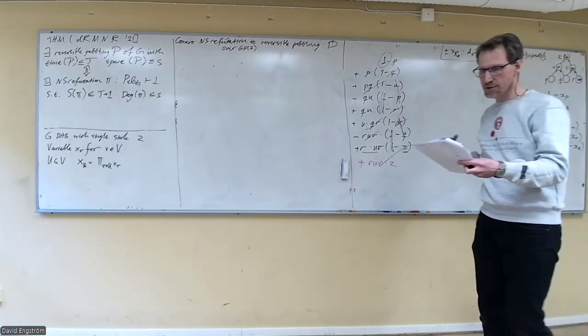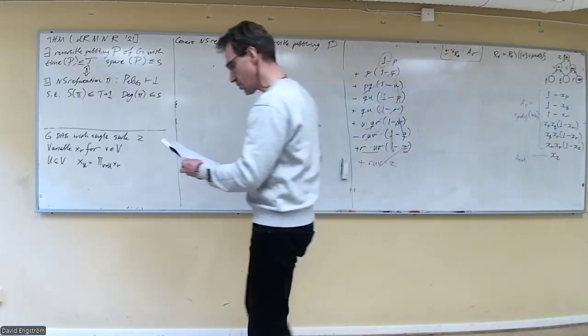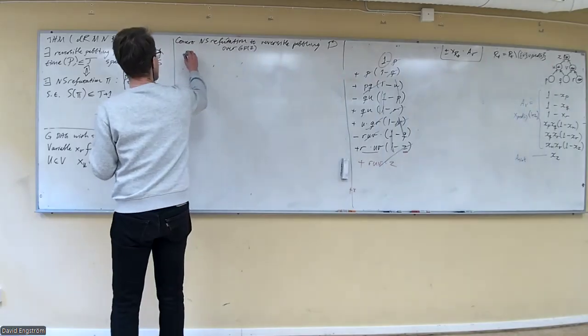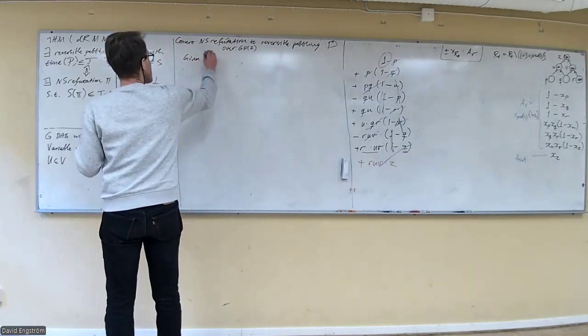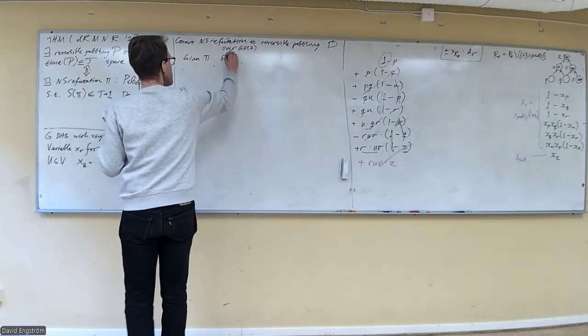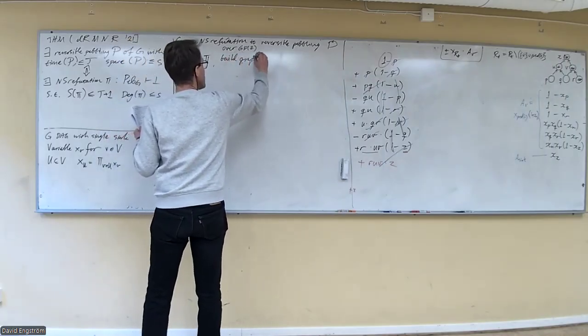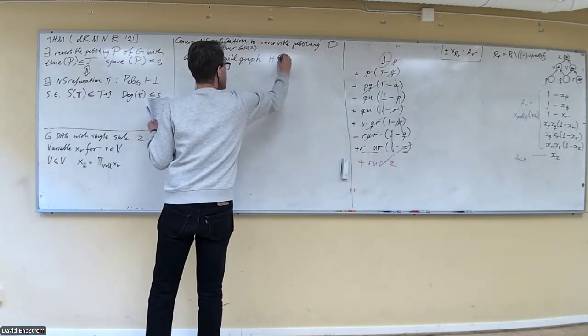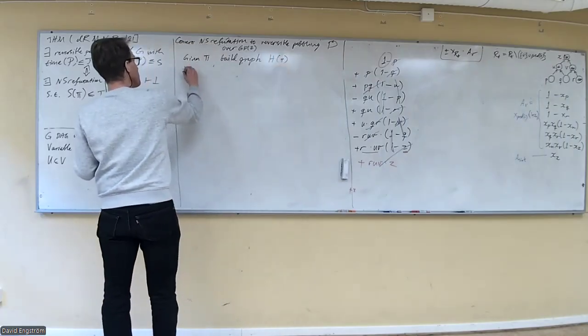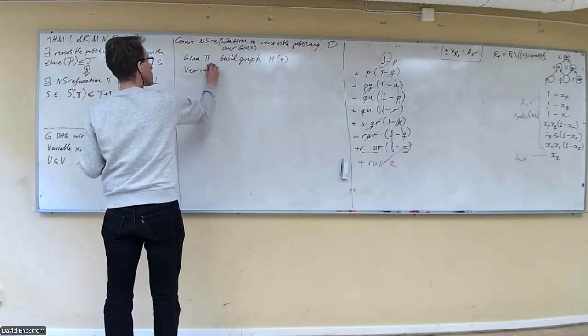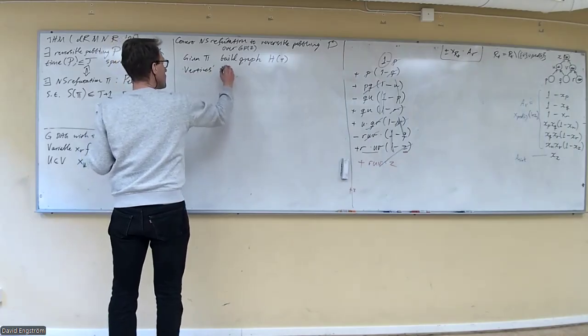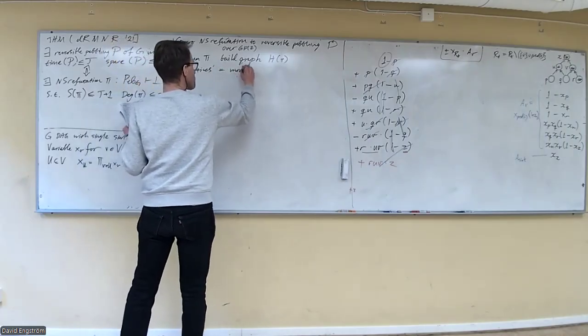Okay, let's look at this derivation again. I'm actually going to do it by example. So given pi, we're going to build a graph, H of pi. The vertices are the monomials.